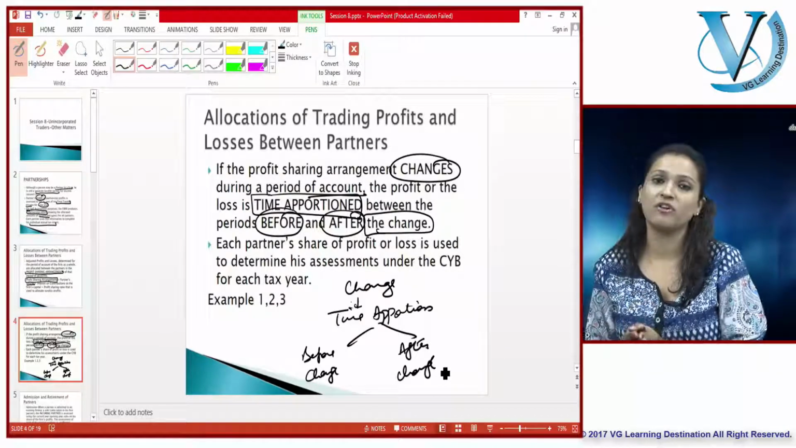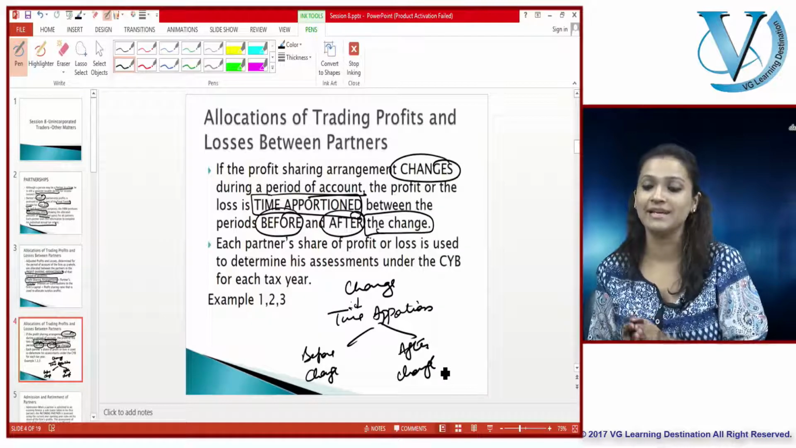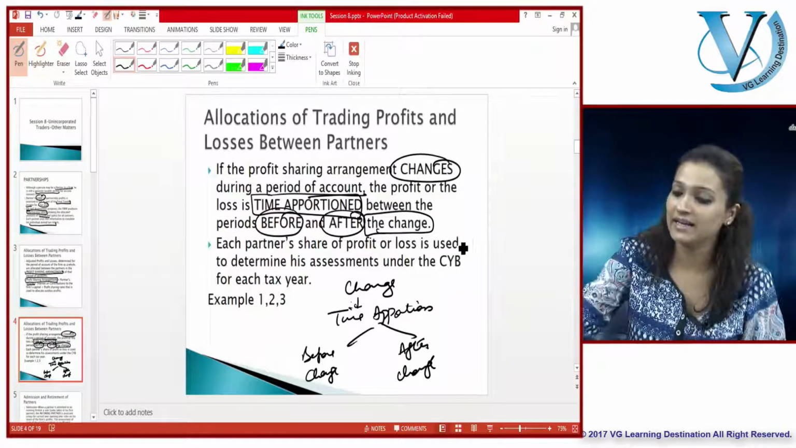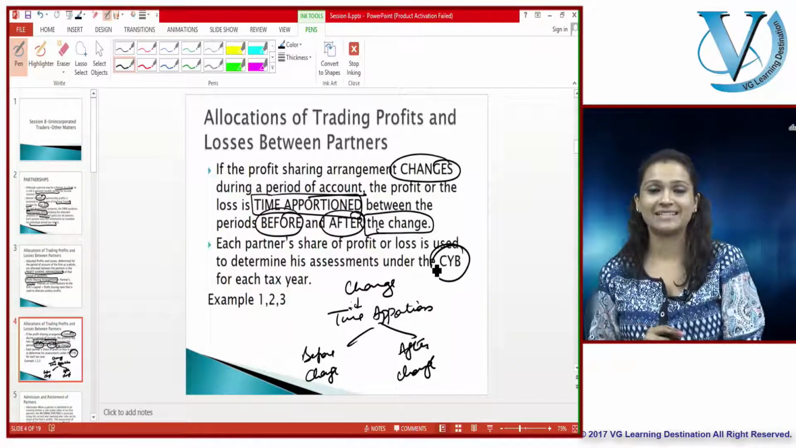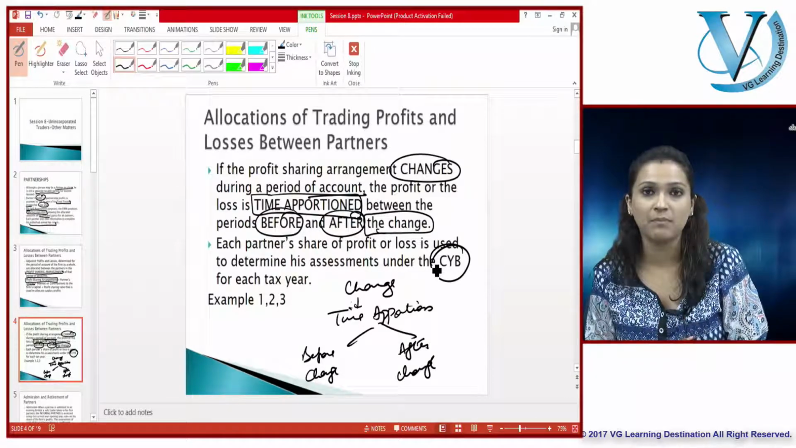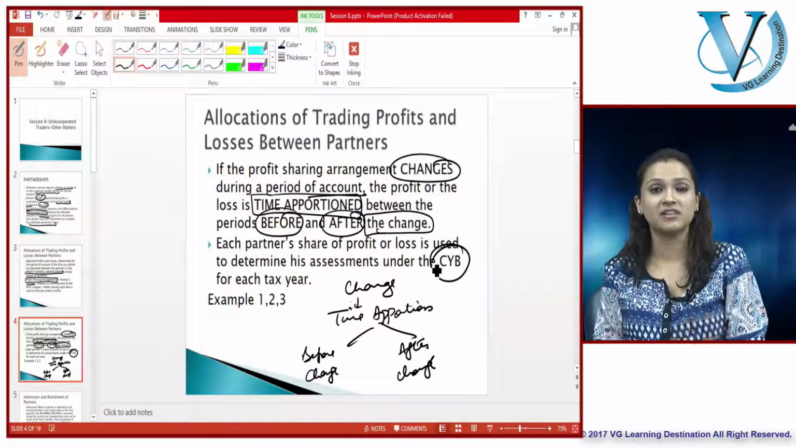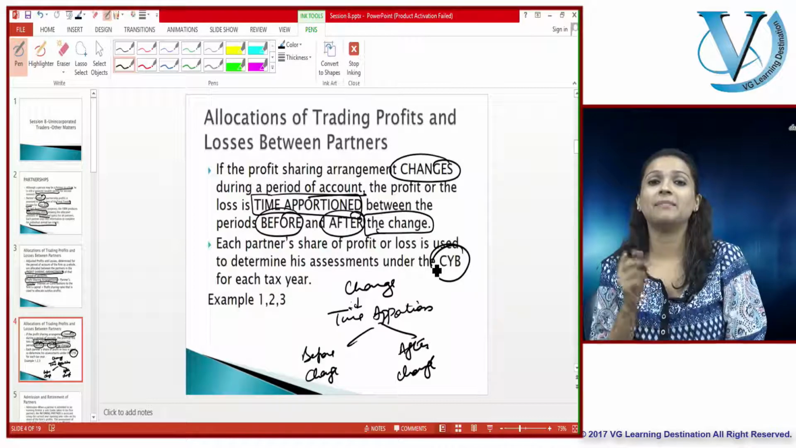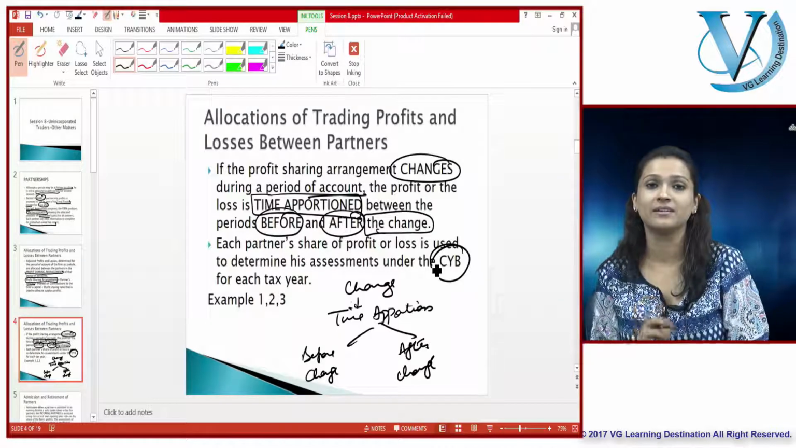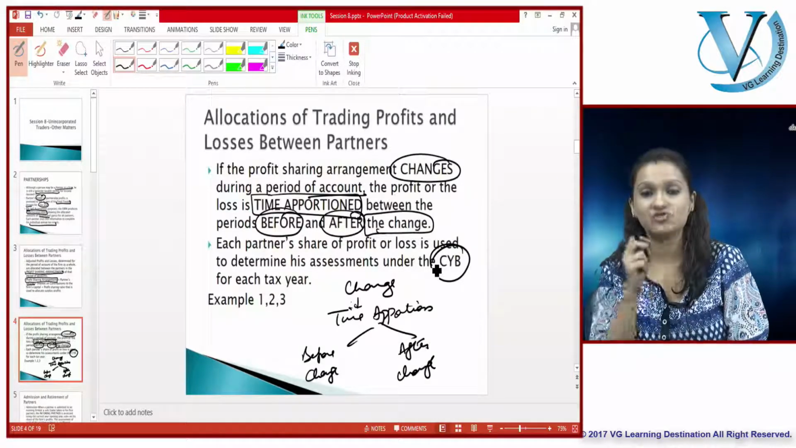A partner's share of profits or losses is used to determine his assessment under the current year basis for each tax year. That is, for income tax purposes, whatever is the net profit received by each partner would then be subject to income tax under their own income tax returns.